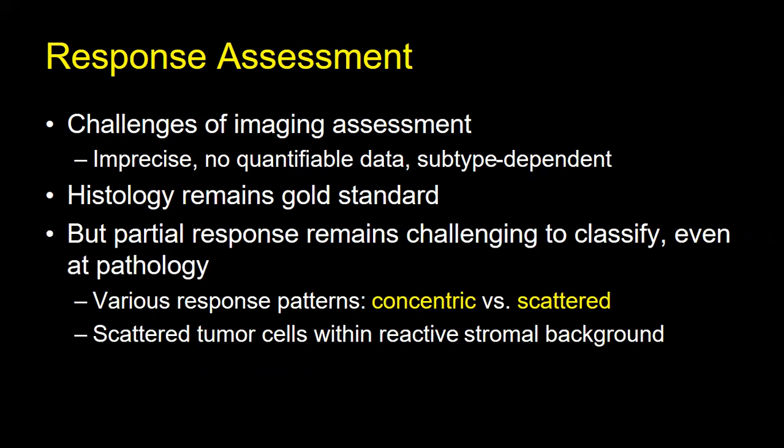But even with histology, partial response can be really challenging to classify, and mostly because there are various response patterns. The big categories are concentric, where you have a big mass becoming smaller, versus scattered, where you have scattered tumor cells within reactive stromal background. And that may be difficult in pathology to detect and to quantify.